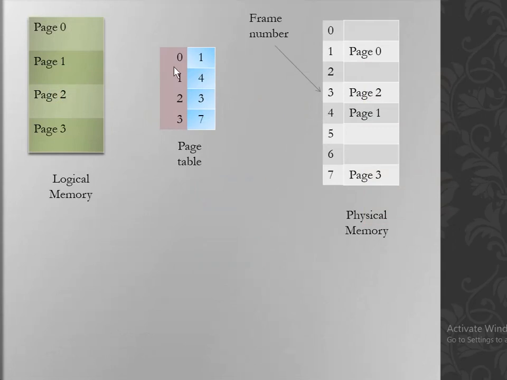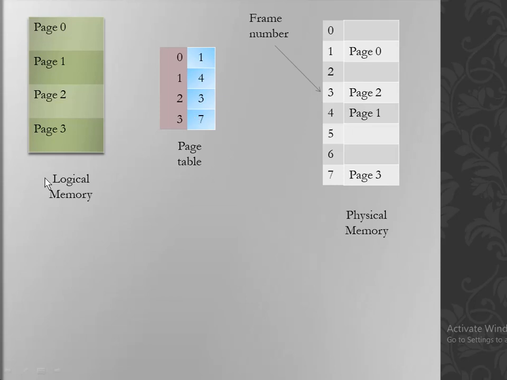Take this example. Say we have process 1, P1. That process P1 will be divided into 4 pages: page 0, page 1, page 2, page 3. This is the page table. I want to search page 0. Here page 0 is the index of the page table. So page 0, come here, 0. This is frame number 1. You can identify 1 here and you can access page 0.